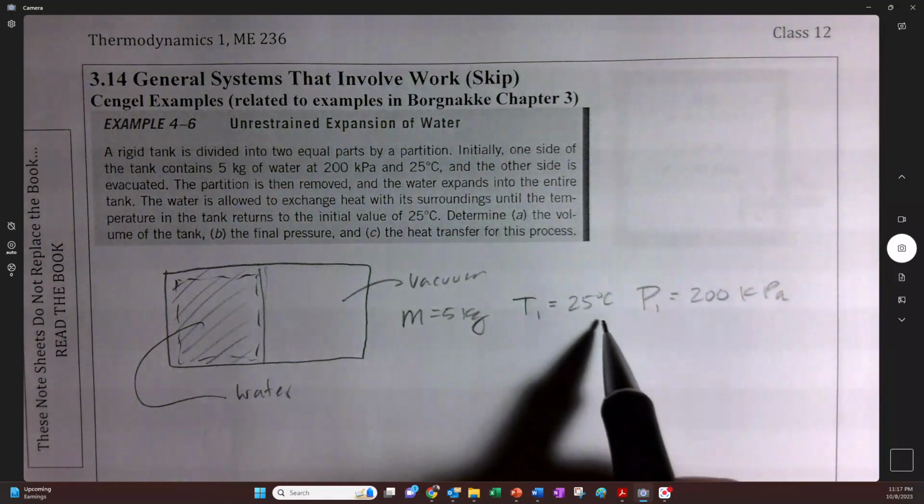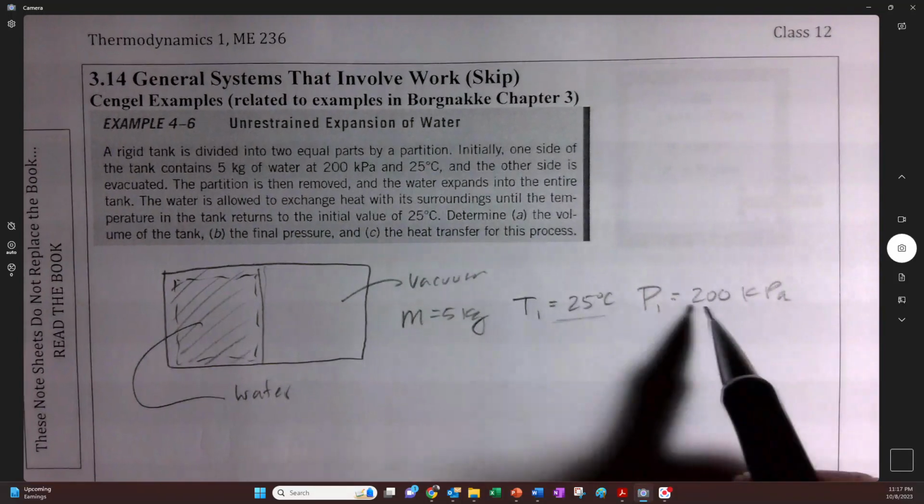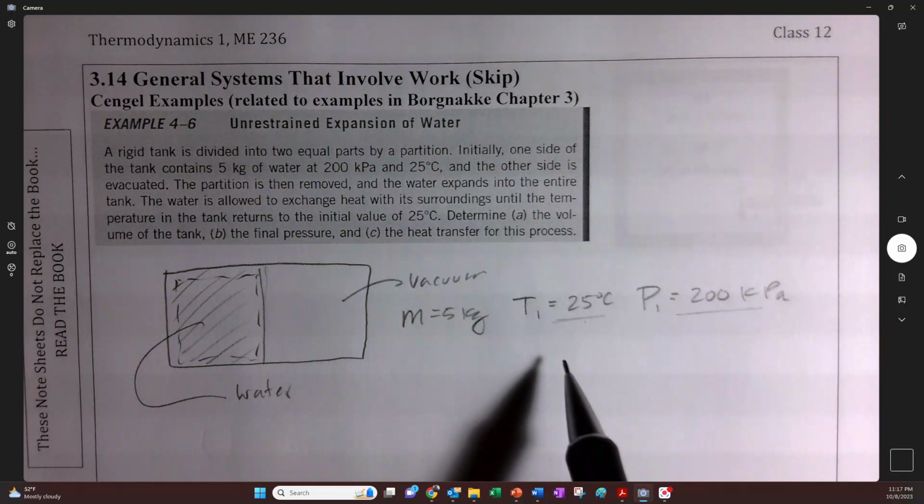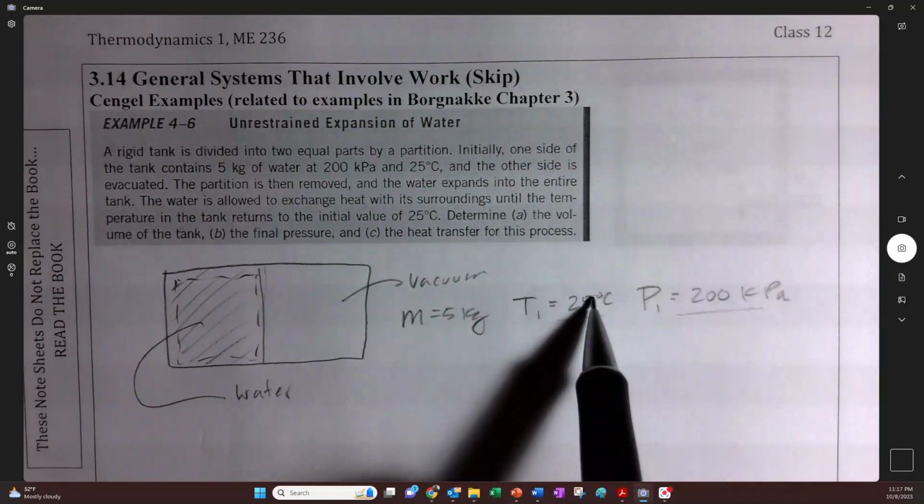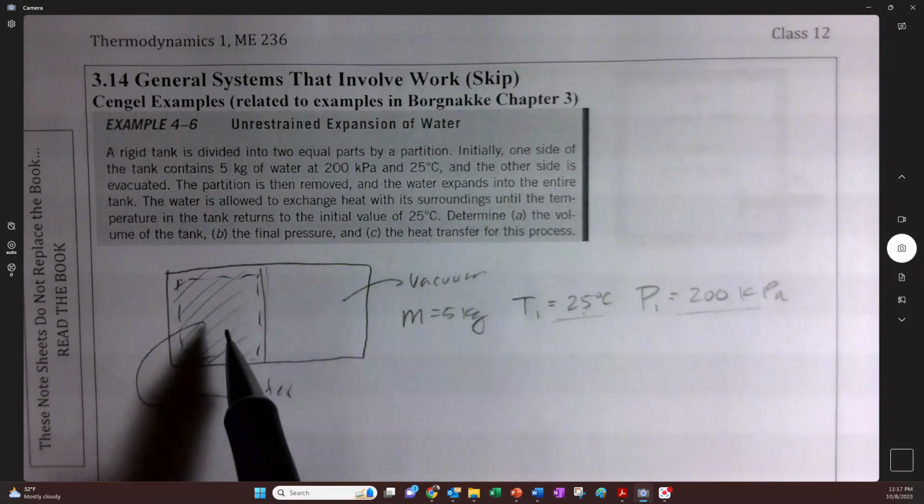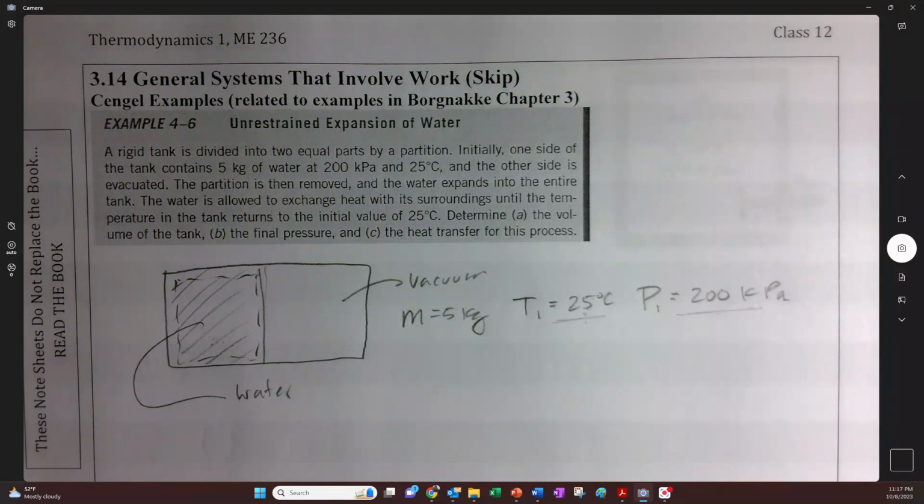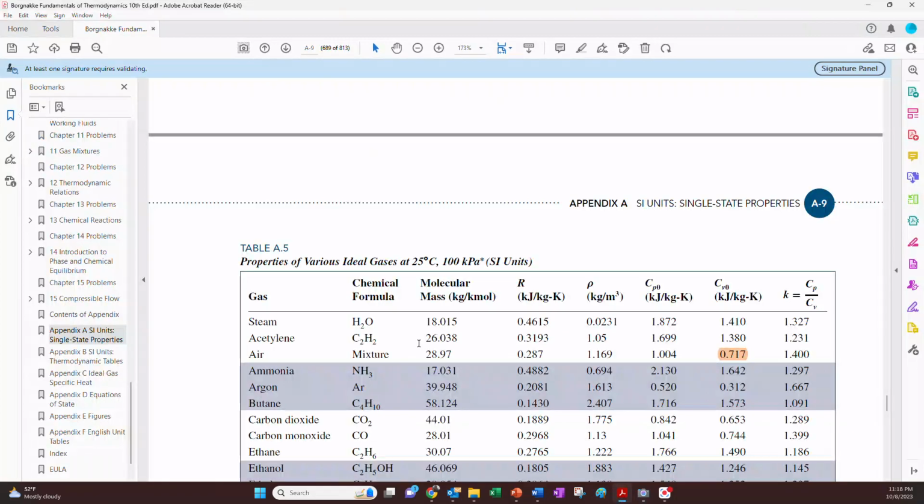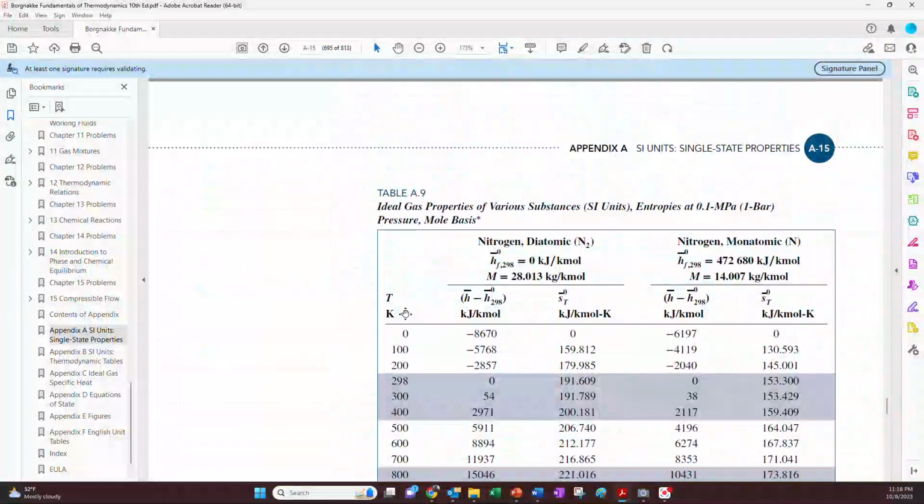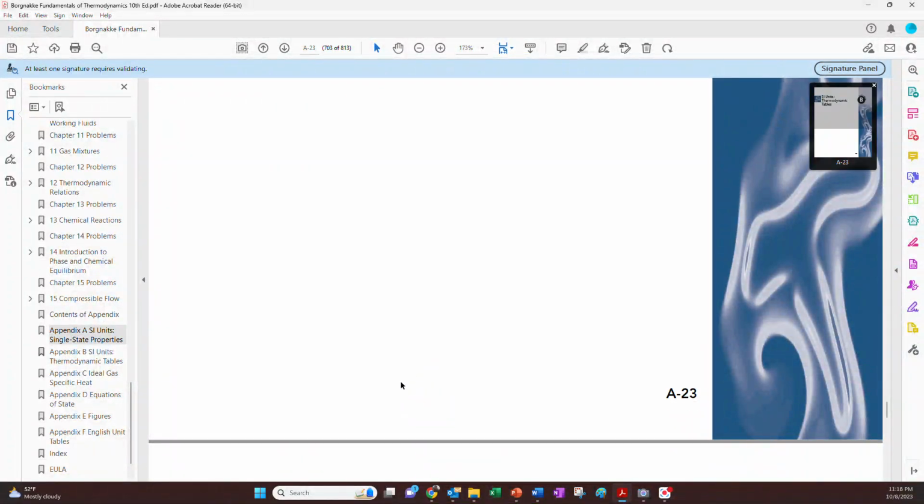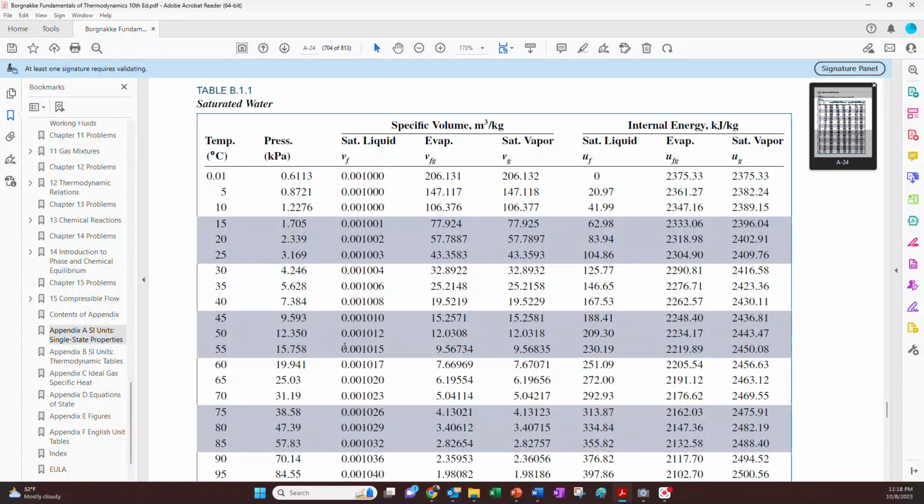The place to start is we could get properties for this, or do the best we can. This is probably liquid right now, but let's look it up. All right, so let's go to table B. Where did we go? I went too fast, right? I always say 25 degrees. Here you go, 25 degrees. The pressure is higher here. Our pressure is 200 kilopascals, whereas the saturation pressure for 25 degrees Celsius is 3.169. So we're definitely a compressed fluid.